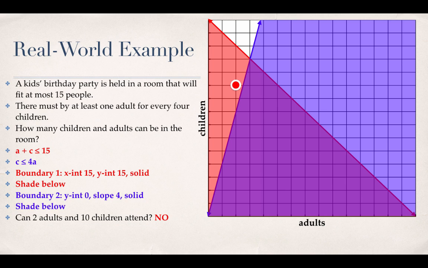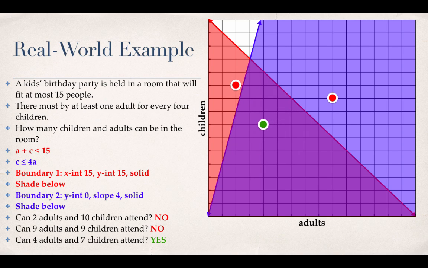It's a situation that can happen, but anything that's in red or just in blue or not in either one of them isn't going to work. So if I look at 2 adults and 10 children, that's just in the red area, so that can't happen. If I have 9 adults and 9 children, that can't happen either. But if I have 4 adults and 7 children, for example, that could happen because it is in the purple area, not just the red, not just the blue, and not the white area that has no business even being there. So that's how I'm going to find solutions to those real-world examples.